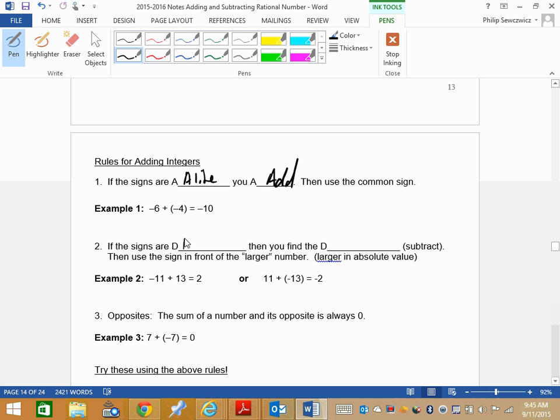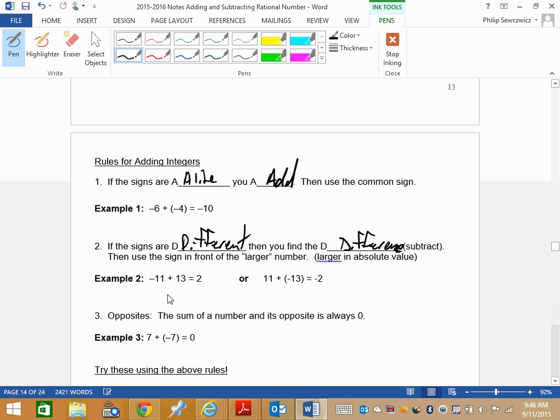If the signs are different, then you find the difference. And remember that word difference doesn't mean to subtract. So you can see here we've got different signs, so it is a subtraction problem. Now you will always put the larger number first. So you'll just say, hey, 13 minus 11 is 2. But then you'll keep the sign of the larger number regarding its absolute value.